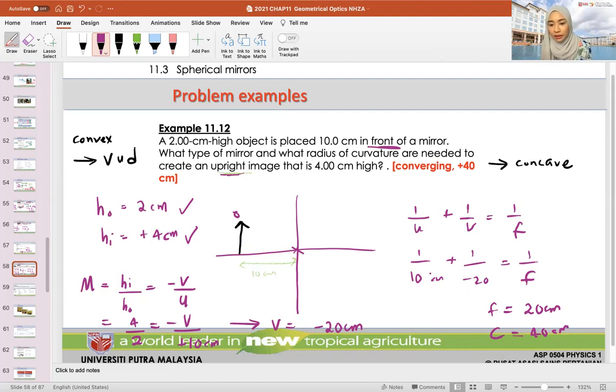So 1 over 10 plus 1 over minus 20 equals to 1 over F. So the thing that people selalu silap buat is the minus sign. Selalu tertinggal. So make sure you don't forget about that. And of course, the one that I just made mistake just now, which was assuming that it's asking for F, but it's asking for C. Okay. So hopefully everyone understands.